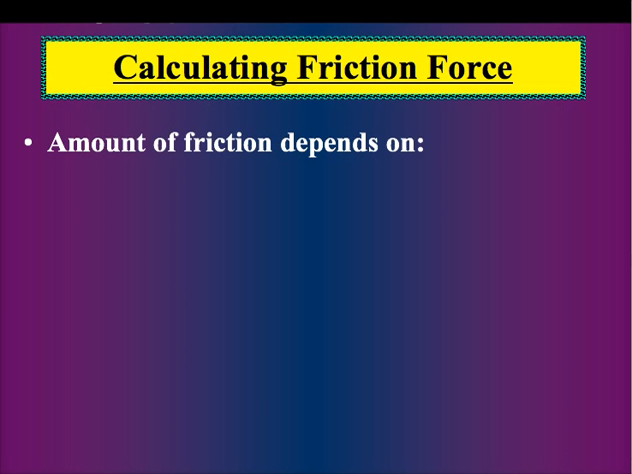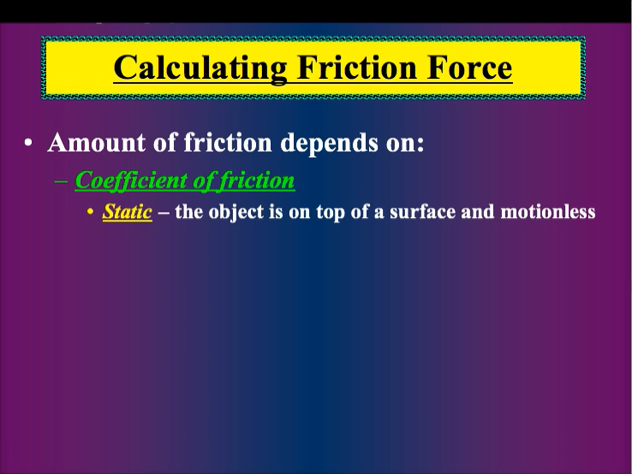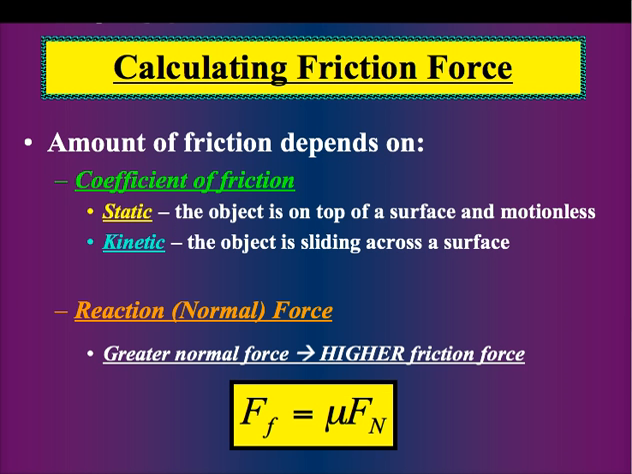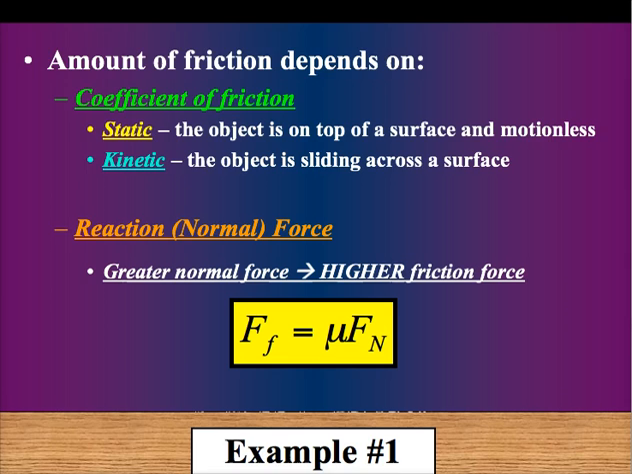To calculate the force of friction, it depends on a couple of things. One, this factor called the coefficient of friction: static, if the object on the surface's top is motionless, or kinetic, if the object is sliding. The other factor, of course, is the reaction force, or the normal force. The greater the normal force, the higher the frictional force. The more those objects are pushing down or back at each other, the greater they stick together. And so the formula is mathematically expressed this way. The force of friction is equal to mu times the normal force.